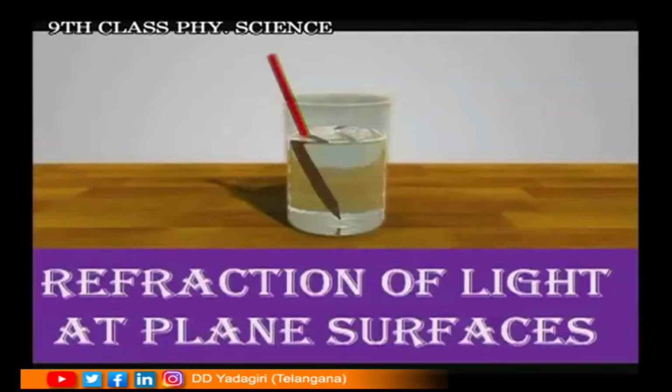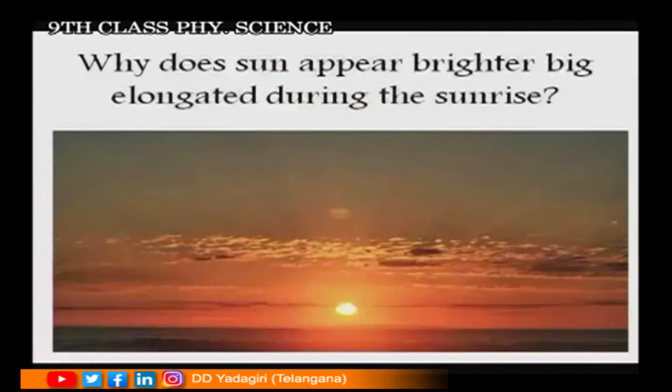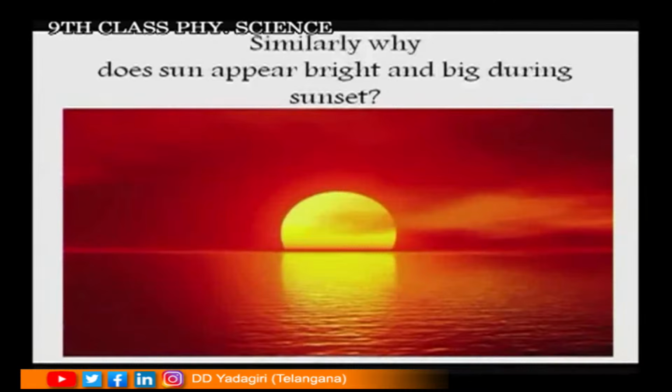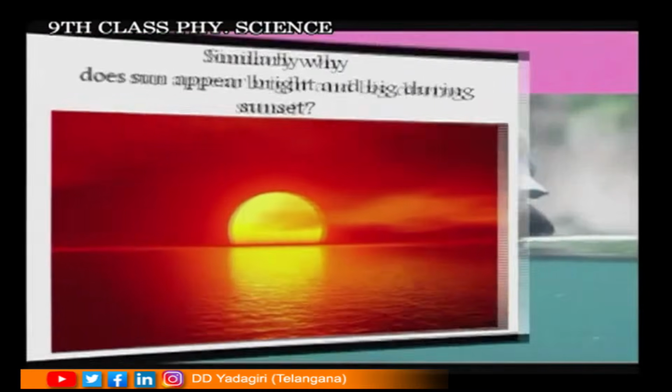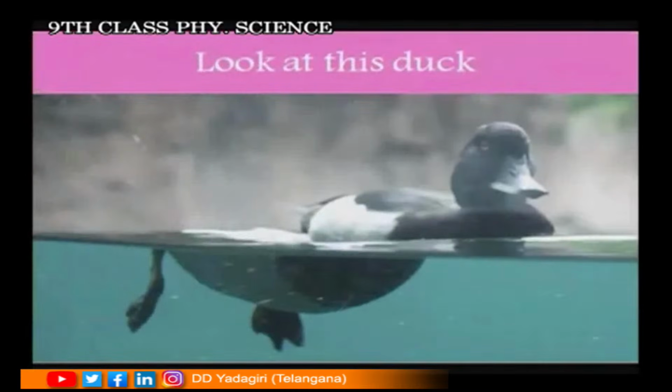It is a common phenomenon that when a pen is put in a tumbler filled with water, it appears to be broken. It is our common observation in the morning during the sunrise that the sun appears brighter, big, elongated. Why? Similarly, the sun appears bright, big during sunset. Why does it happen? Look at this duck.